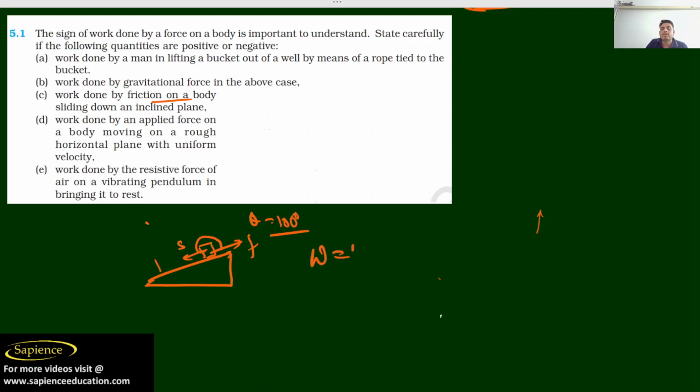It means that work done due to frictional force will be F into S into cos 180 degree. So definitely we are going to get a negative result. So for this also we are getting a negative result. I hope you have understood now, right? Okay.